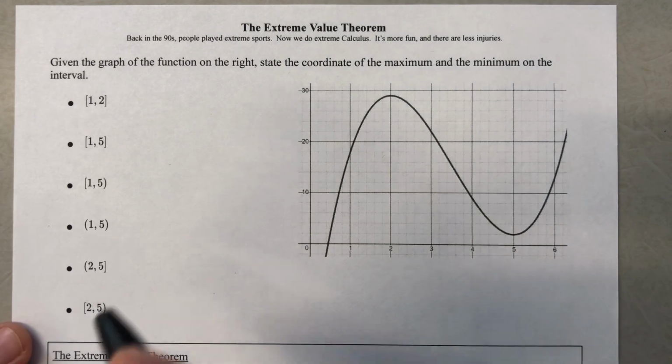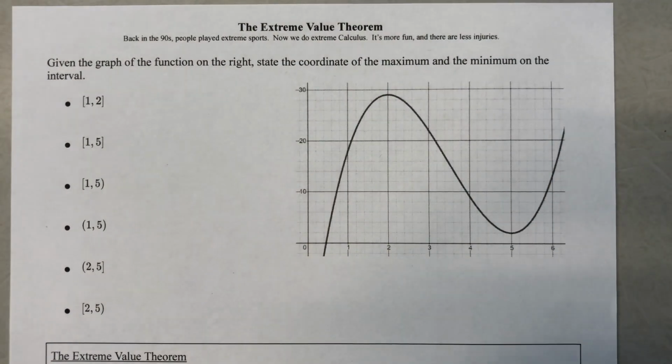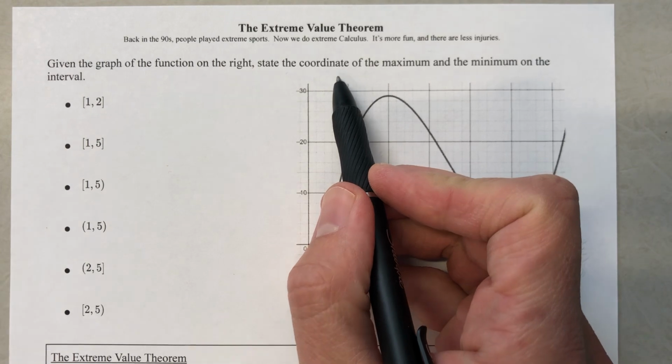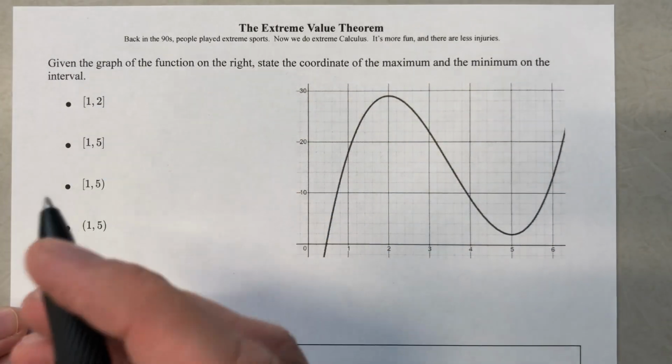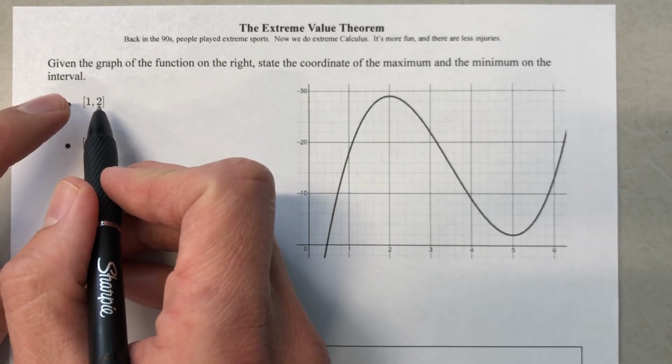So here we go. I'm looking for extreme values. We're going to call them extrema. It's a Latin word that means extreme. Given the graph of the function on the right, state the coordinate x and y value of the maximum and the minimum on the interval. And we're going to go from 1 to 2, including 1 and 2. This one is a closed interval.